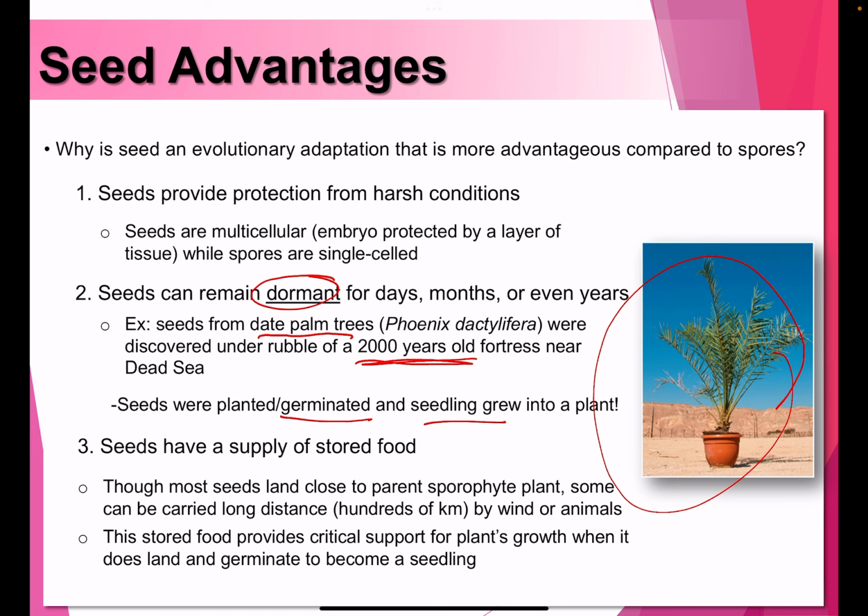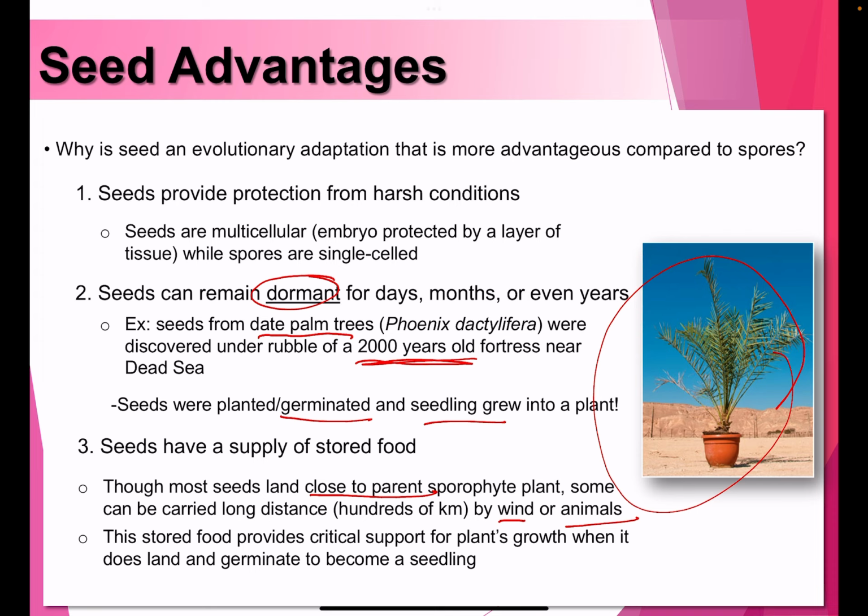And lastly, seeds have a supply of stored food. For seed plants, usually when they drop seeds, especially the heavier seeds or fruits, they end up landing close to the parent sporophyte plant. Seeds can travel farther away usually by wind, if they're light enough, or by animals, if the animals end up eating the seeds, or the seeds end up clinging on to the animal and they just hitch a ride with the animal.